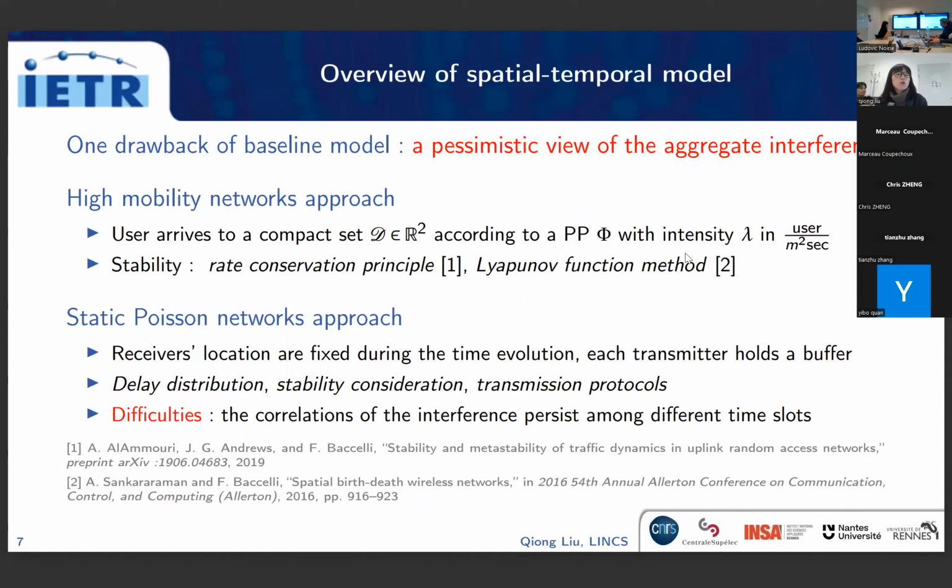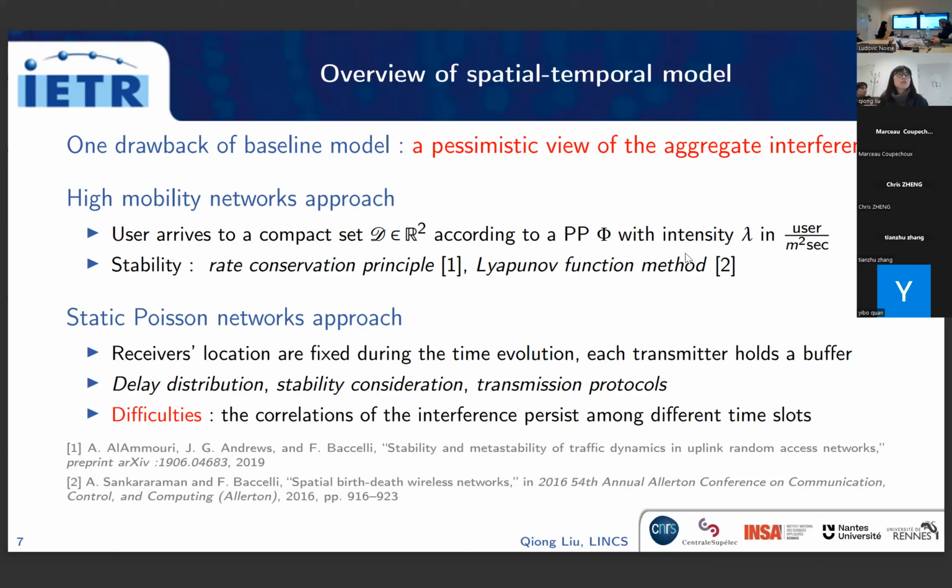So one drawback of this baseline model is that it is actually a pessimistic view of the aggregated interference, because it always assumes that all the transmitters in the cellular networks are present all the time. So it will give the highest level of interference and actually give a lower bound of the coverage probability.